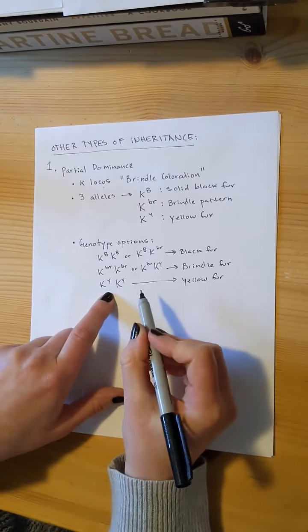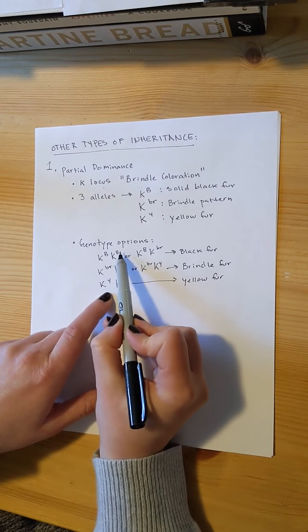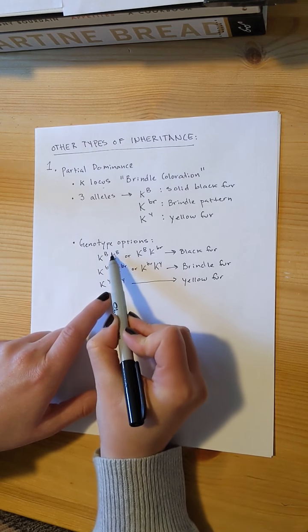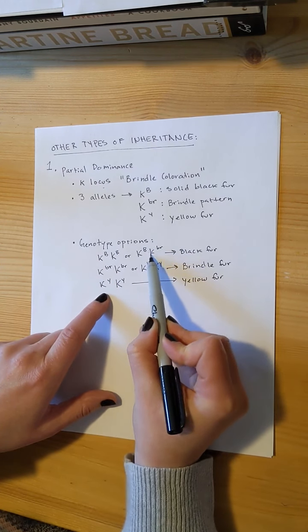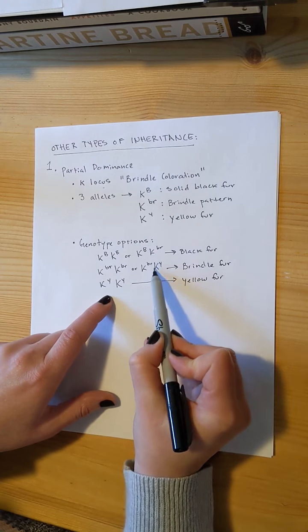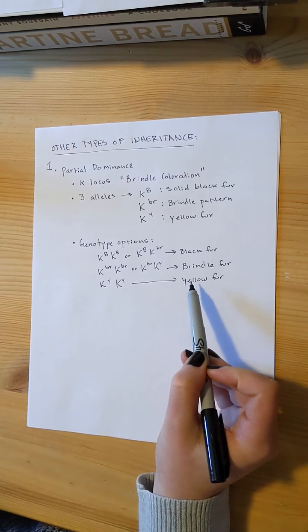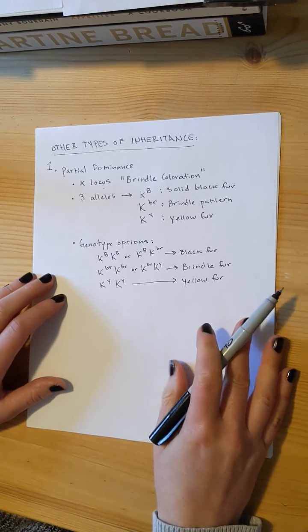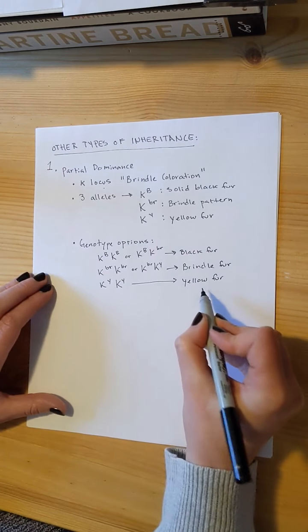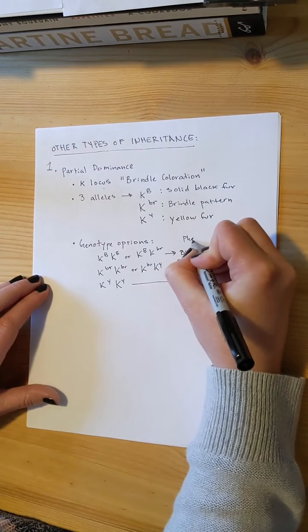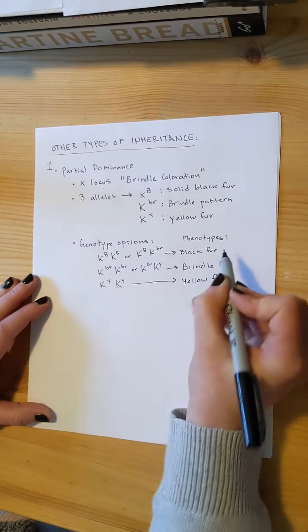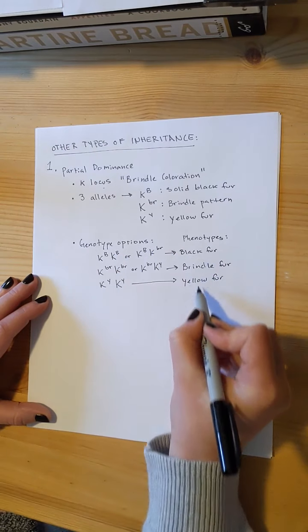So this is partial dominance because there's a couple things happening, right? The big B allele for black fur is dominant to the allele for brindle fur, but the allele for brindle fur is dominant to the allele for yellow fur. So it's partial dominance. Then these are your genotypes, and over here are your phenotypes. Just make sure we have both, genotypes and phenotypes.